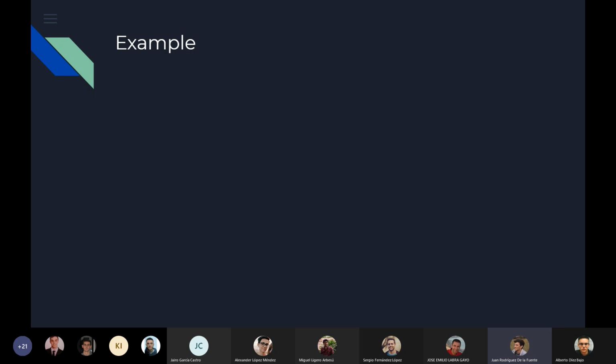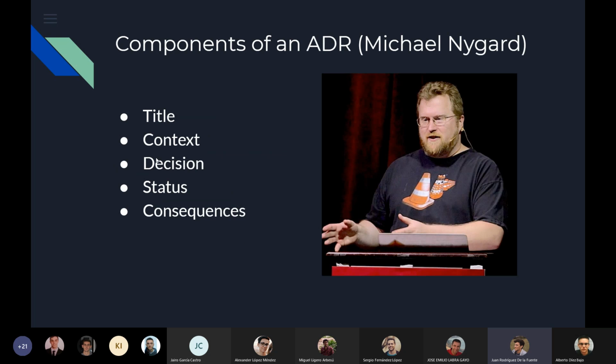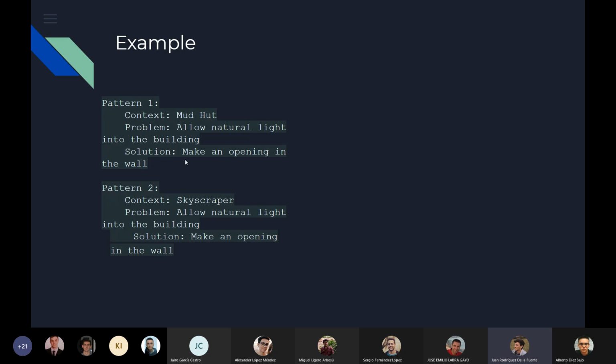Those cases will determine two different patterns. In pattern one, the context is different because it is a mud hut, than the second pattern because it is a skyscraper. But we can see here that the problem and the solution are the same in both patterns. So what is the difference? The difference is the context. The problem would be the same, and the solution would be, as we said before in this slide, the decision. So we have here those.